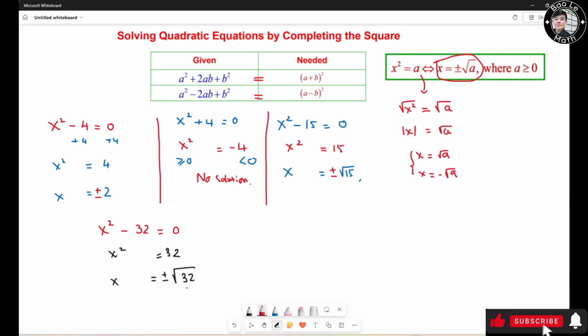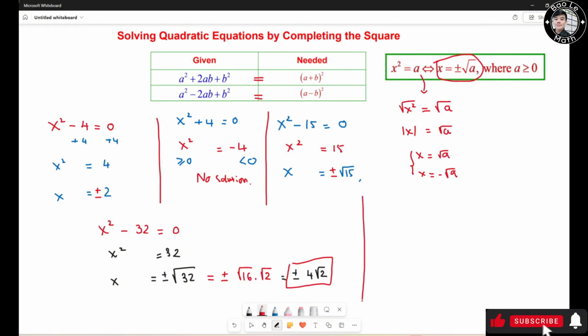Alright, so you need to simplify. Square root of 32 can be written as plus and minus square root of 16 times square root of 2, because 32 can be written as a perfect square 16 and a prime number 2. So when you take square root of 16, it turns out to be 4. So this turns out to be plus and minus 4 root 2. Alright, keep that in mind. You always simplify your answer.